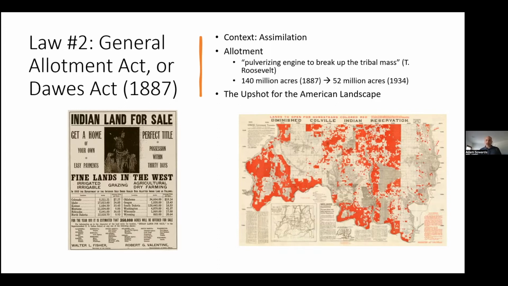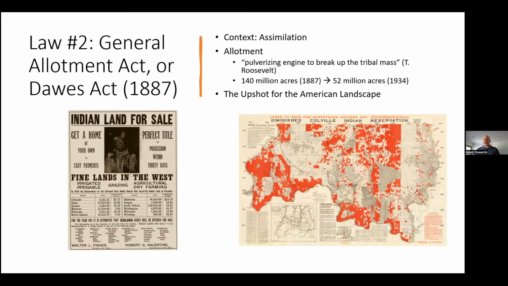And so one way to help accelerate this assimilation idea was allotment: taking the reservation at large, dividing it into individual squares, just like that first law that I talked about today looked at, and assigning them to individual people. And this allotment process did what Teddy Roosevelt says. It was a pulverizing engine to break up the tribal mass. He said this with approval rather than regret. So this was an idea that many American leaders thought was a good idea for Native peoples.